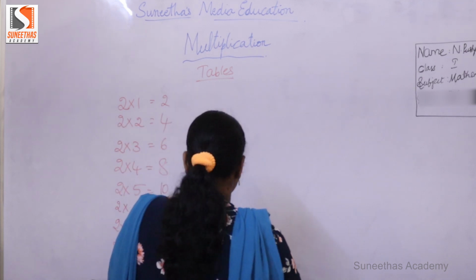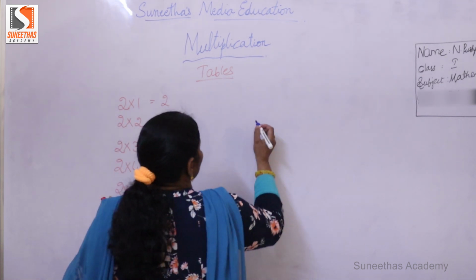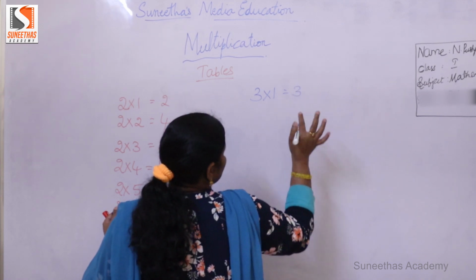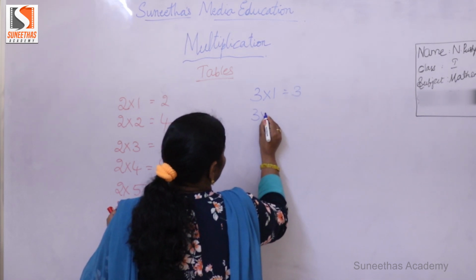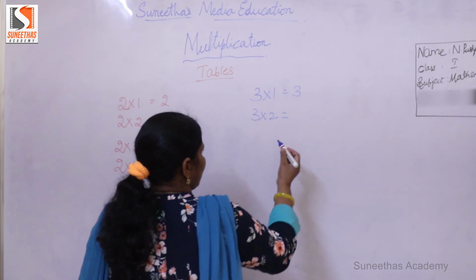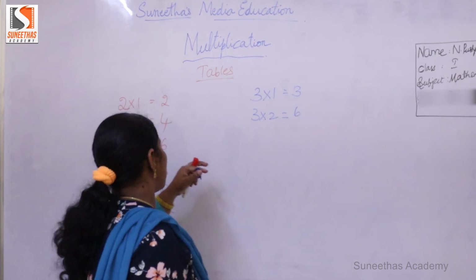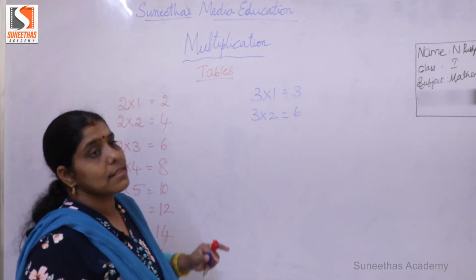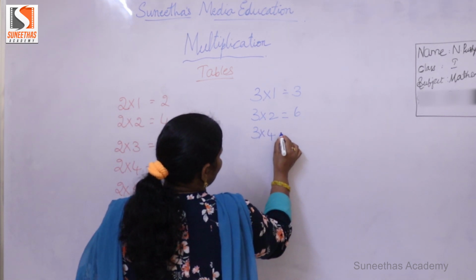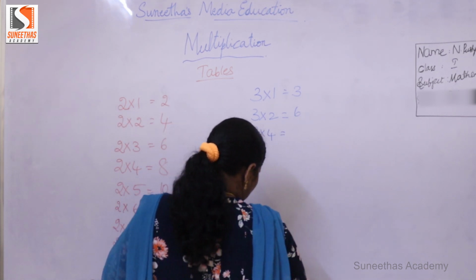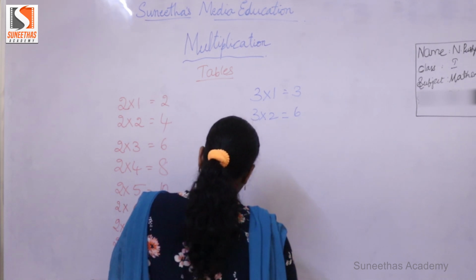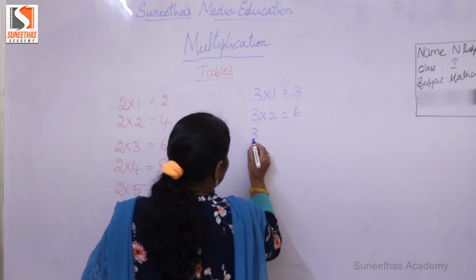Come to the 3 table. 3 ones, 3. Next 3. Skip counting here also. 3 twos, 3, 4, 5, 6. I told you the same numbers. 2 threes and 3 twos are 6. Like that you can also do. 3 fours. Sorry, 3 threes. I forgot. 3 threes are, okay children, say in the same way.